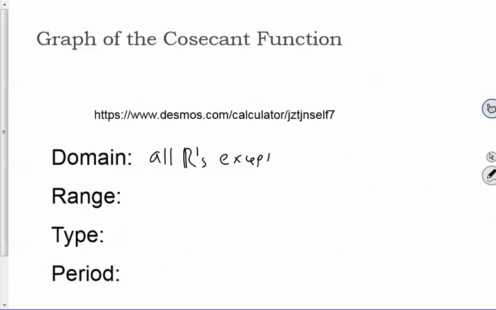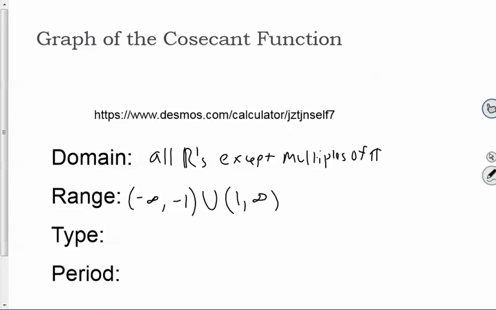So the domain is all reals except what? It's all reals except multiples of pi. The range is the exact same thing as the secant. It goes from negative infinity all the way to negative 1, union with 1 all the way to infinity. That basically means everything above 1 and everything below negative 1.